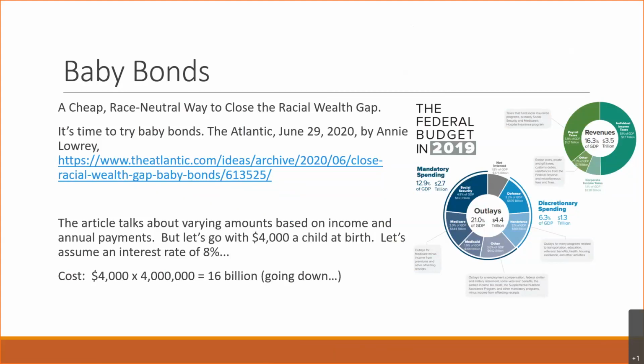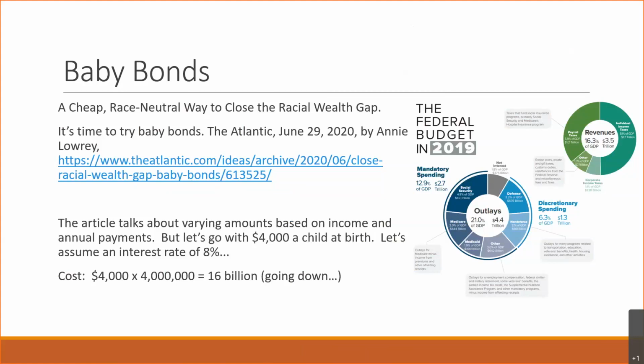Well, what will happen? So first you say, what? Give $4,000 to every kid born? Well, first of all, that isn't a lot of money, okay? $4,000. About 4 million kids are born a year, and it's going down. It's getting cheaper because the birth rate's going down.